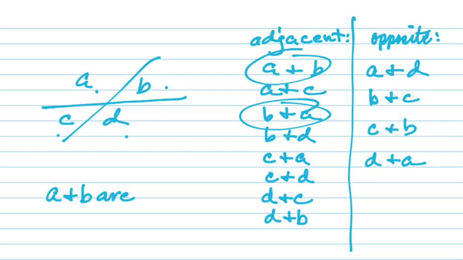Well, complementary is a specific kind of adjacent angle. Two angles are complementary if they're adjacent and they sum to make what? A plus B would have to be 90 degrees. So it's a special kind of adjacent. They're adjacent and they add up to make 90 degrees.